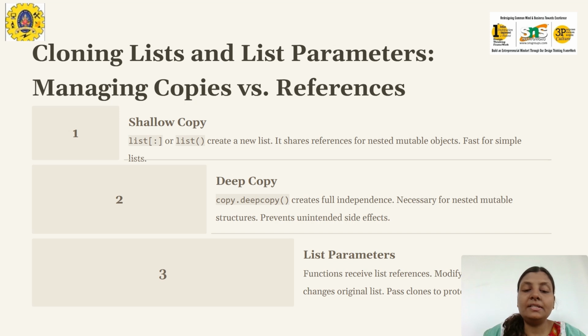copy.deepcopy creates full independence. Necessary for nested mutable structures. Prevents unintended side effects. List parameters: functions receive list references. Modifying parameters changes the original list. Pass clones to protect originals.